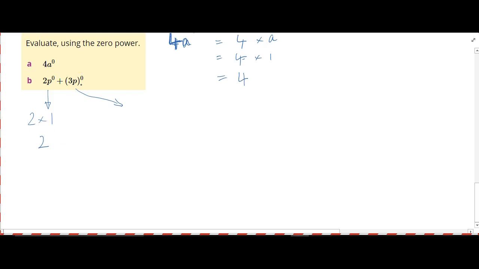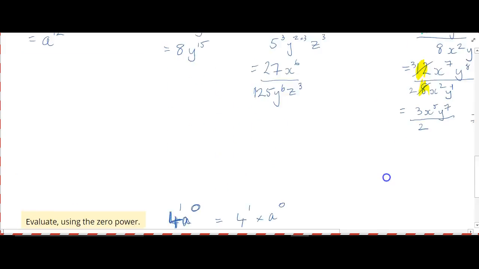All right, now this one's a little tricky. It's in brackets, and it's in brackets for a reason. They're quite different because what that's saying is 3p, whatever 3p is, that is all raised to the power of 0. Anything raised to the power of 0 is going to equal 1. So this whole term is going to equal 1, because anything to the power of 0 is equal to 1. So it's actually going to be 2 plus 1. So the answer to this one is 3. So careful with brackets. They can trick you sometimes.